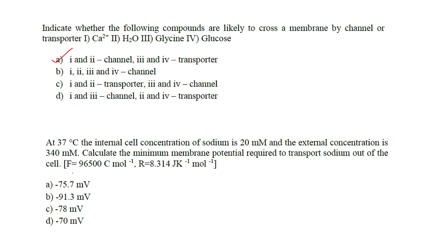The next one is a problem that you have to solve. Where you have to use delta G equals RT ln of ion concentration outside divided by ion concentration inside, plus ZF delta E. Okay, and when you calculate, from there you have to calculate delta E. So RT ln of ion outside by inside equals minus ZF delta E. From there, if you calculate, you get a value of minus 75.7.